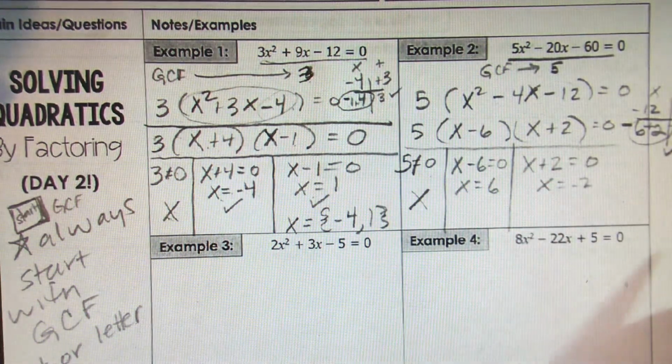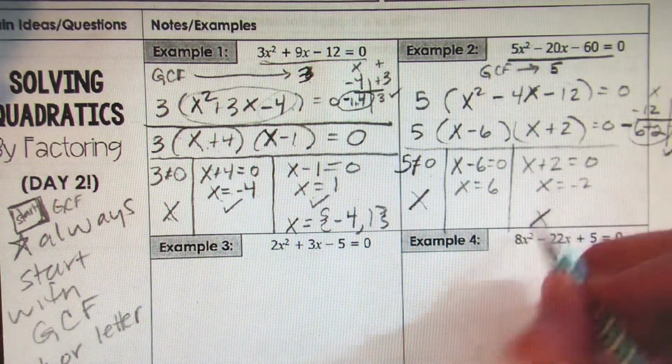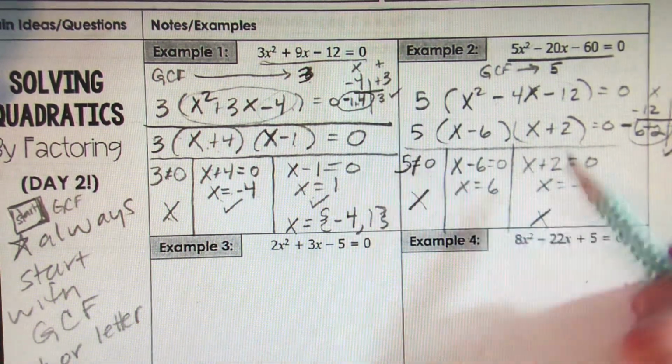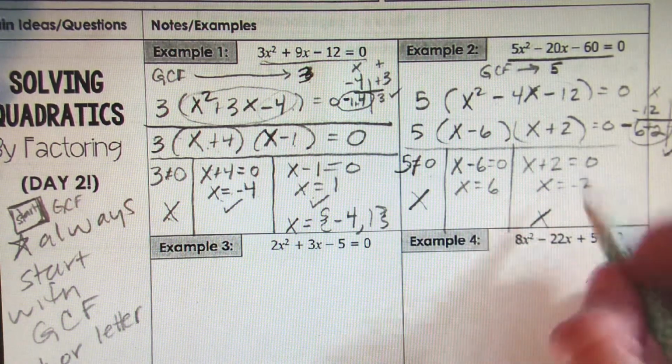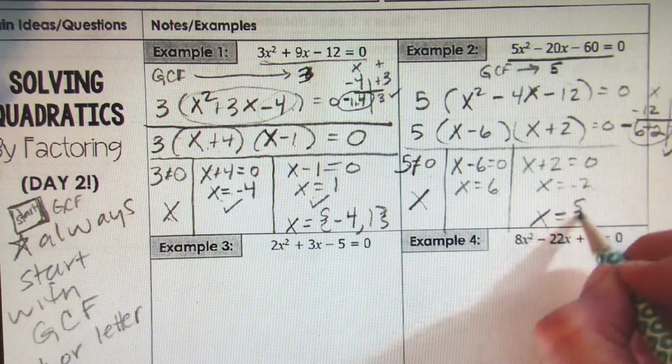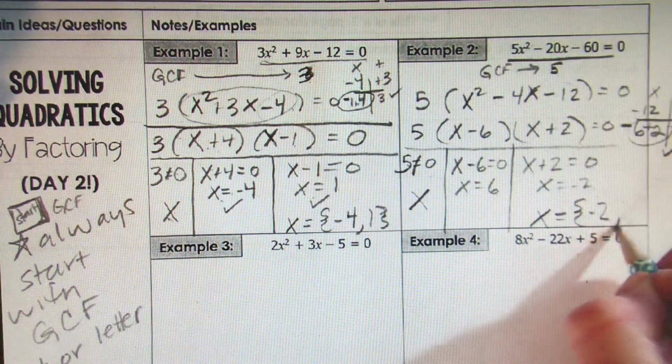Now, how do I rewrite this? Well, this is a set. 5 is not a solution. 6 is a solution, and -2 is a solution. So x equals the set of x values that are -2 and 6.